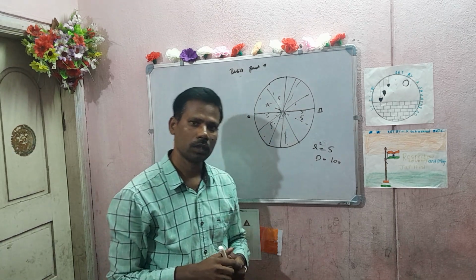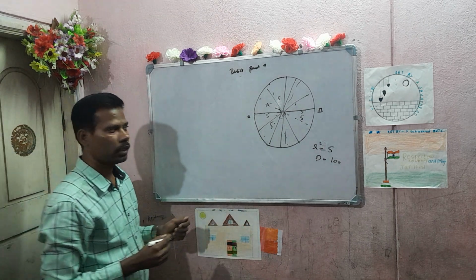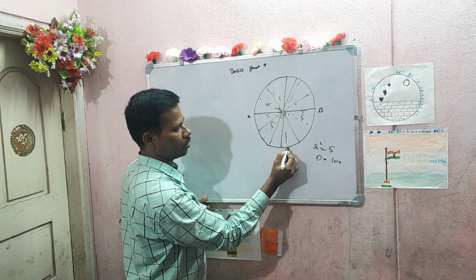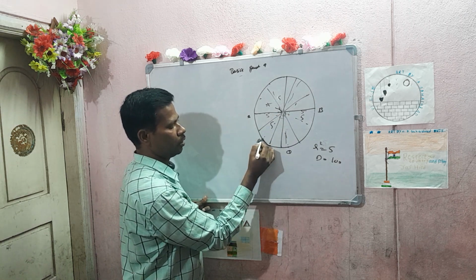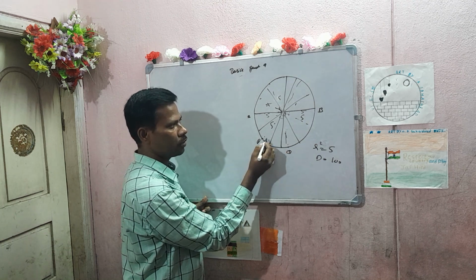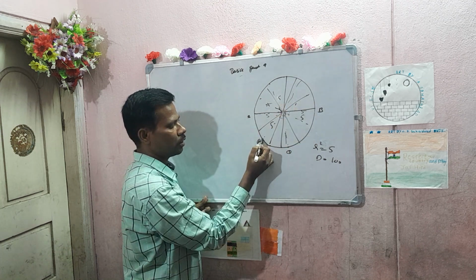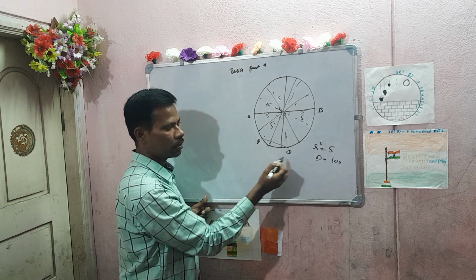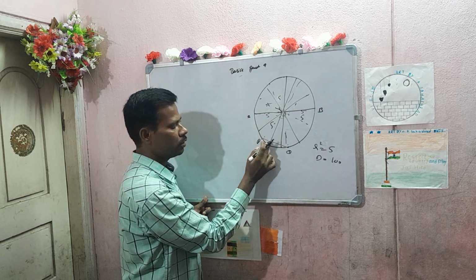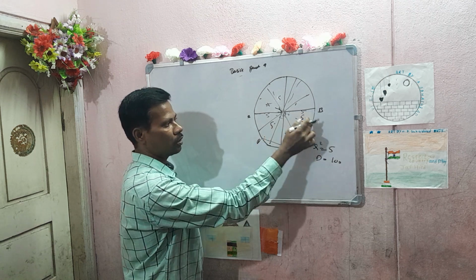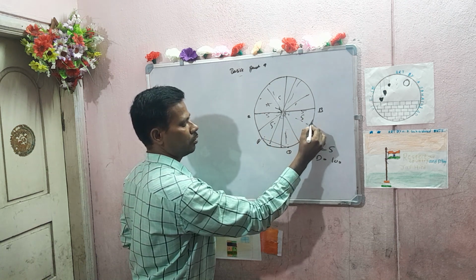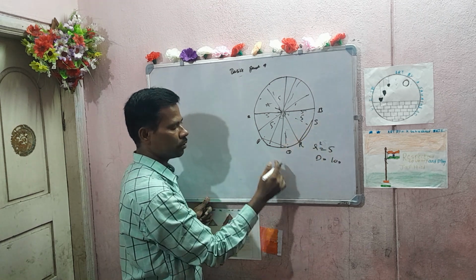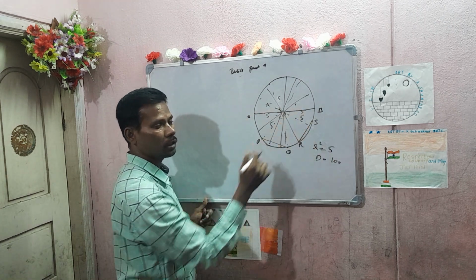What is a chord? A chord is a line segment not passing through the center like this. Mark 2 points which are not passing through the center. A chord is nothing but a line segment drawn on any 2 points on the circle. PQ and RS are chords, but they are not diameters.